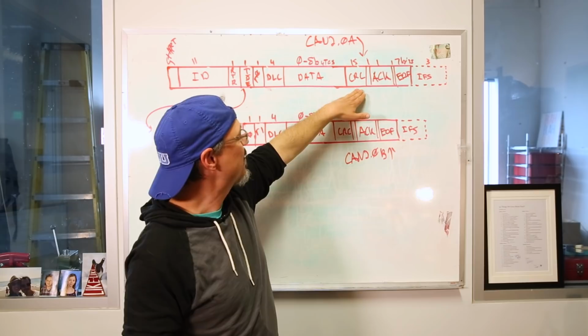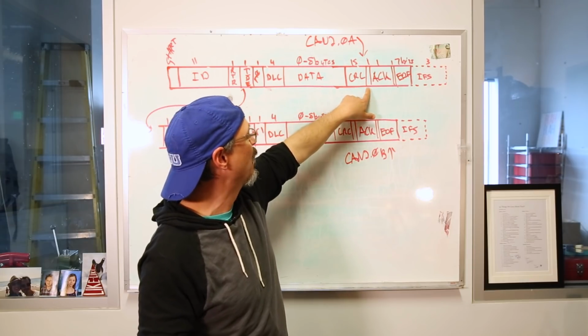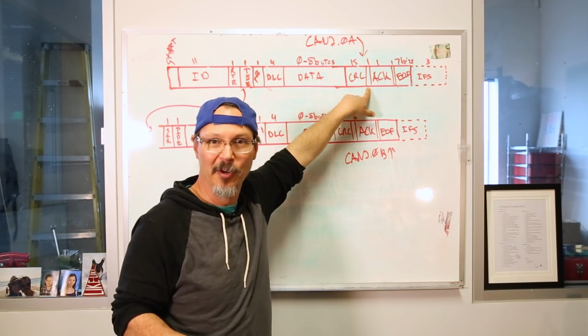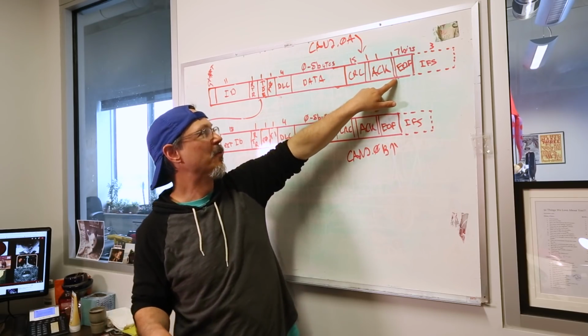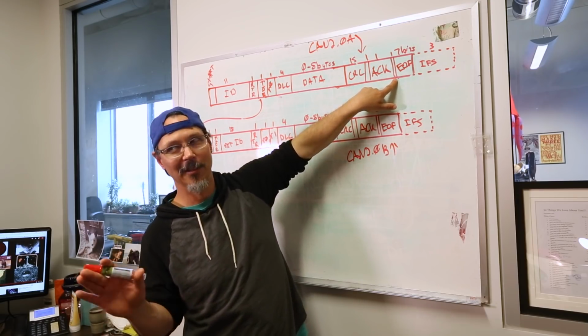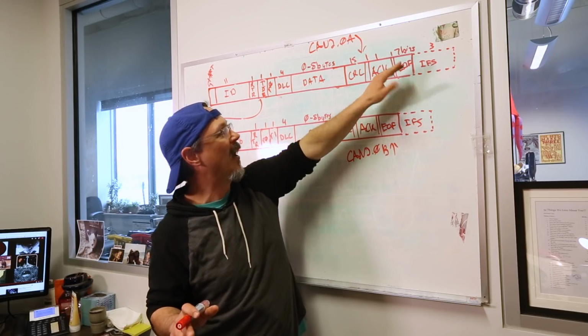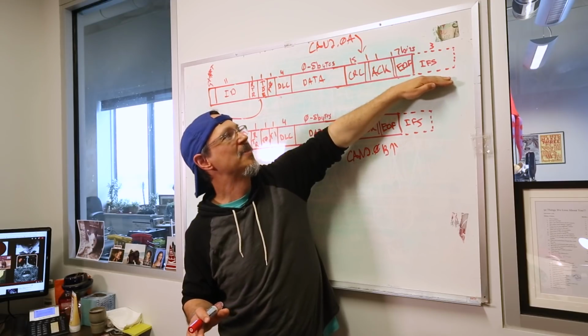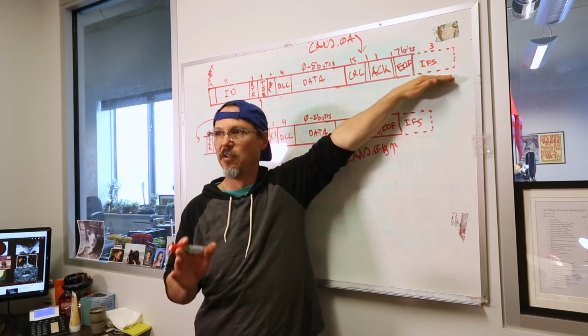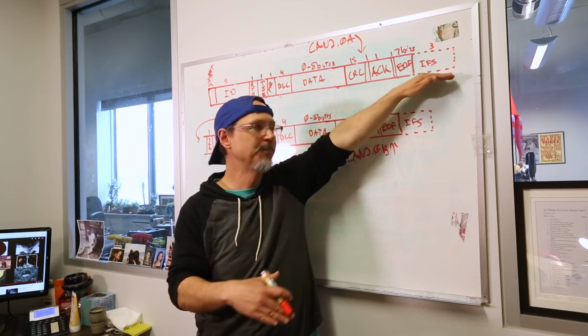Then there is a CRC that is 15 bits, followed by a CRC delimiter, which is 1 bit, an acknowledge bit, followed by an acknowledge delimiter, and then an end of frame, which is 7 bits long, all of them high, and then an interframe space, which is at least 3 bits long, okay?